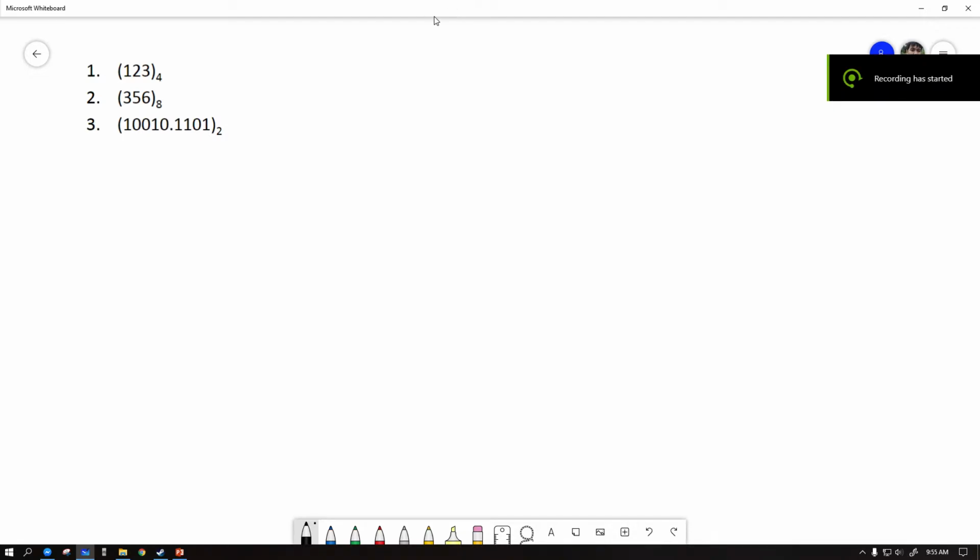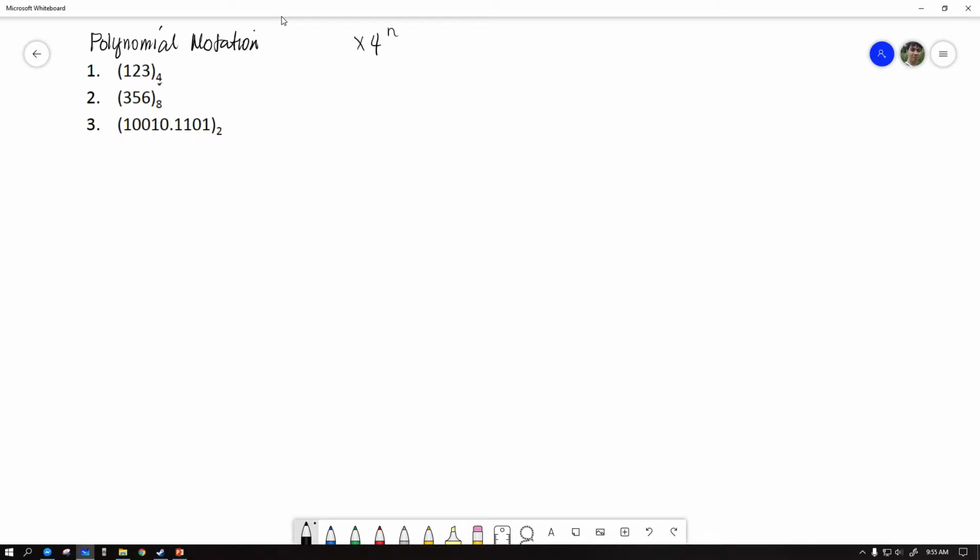For today, I will be showing you how to express these numbers in polynomial notation. Always take note that any number, especially the integer part, has corresponding weights and exponents when it is expressed in its base. This one is base 4, so this number would be expressed in powers of 4 with a certain weight.